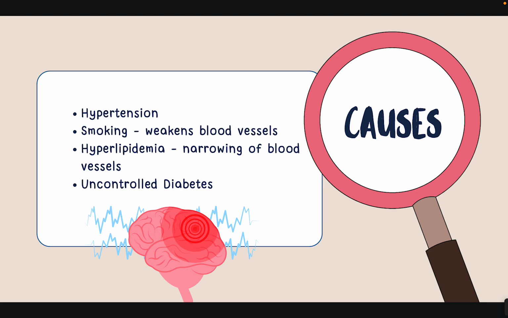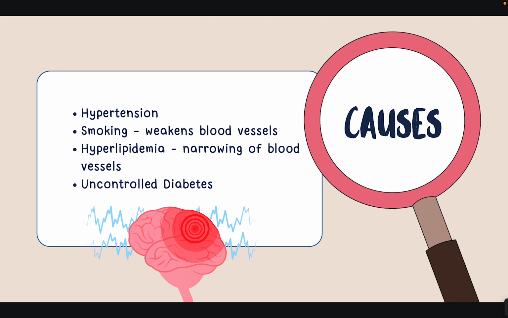So high blood pressure is your number one risk factor, and after that, we go into smoking, because smoking could cause clots, but also it weakens your blood vessels, okay? Hyperlipidemia, I hope I'm saying that right. Don't judge me with my accent. But high cholesterol, it causes narrowing of the blood vessels.